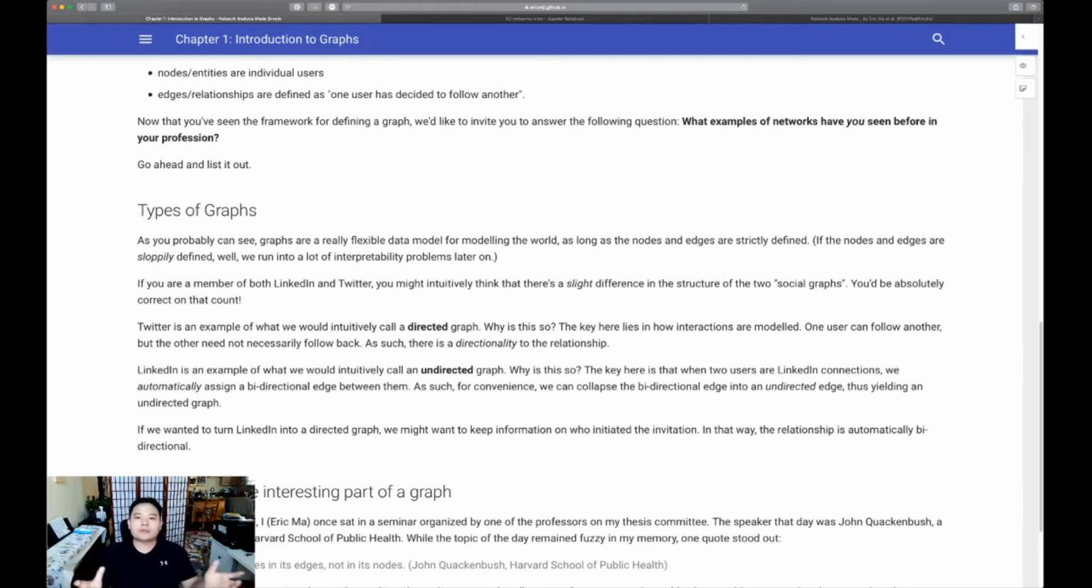And here's how we could do it. Two people are connected, yes, but one of them initiated the connection and the other accepted it. And in that way, we see an imbalance or inherent directionality between the edges. And so that way, we would have the relationship become a directed edge.